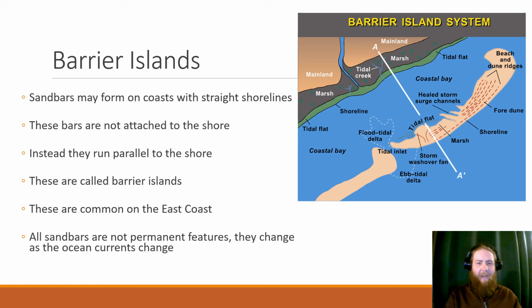Another type of sand island is barrier islands. These form on coasts with straight shorelines. And they're not attached to the shore at all, where spits, hooks, and baymouth bars were all attached to the shore. Barrier islands are not. They're very common on the East Coast, and they are not permanent features. They change as the ocean currents change. They change after big storms, they change seasonally. There are people who make money just knowing where these sandbars are and guiding ships around them, being like riverboat captains. So they're very cool features.